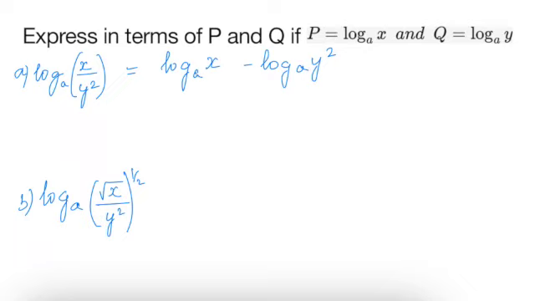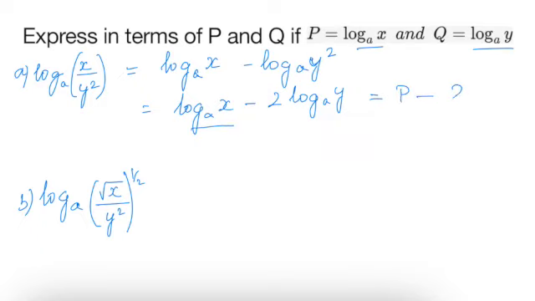Okay, and here we need it in the form of log x to the base a or log y to the base a. Here we have y square. So how do we make it log y to the base a? We apply the power rule here. This will become 2 log y to the base a. Okay, so now we know that log x to the base a is nothing but p, minus this is 2 into q. So the answer to this logarithmic function is p minus 2q.